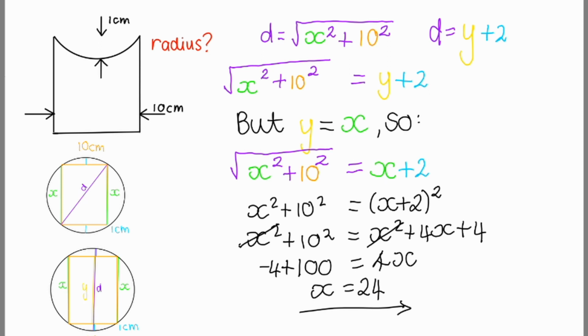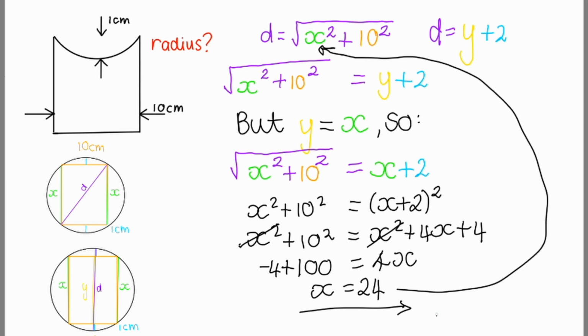We only calculated x while we need the value of d. As you can see here in this formula, we only have one variable, and that variable is x. So now we only need to substitute x into here, which gives us the radius of 13 centimeters.